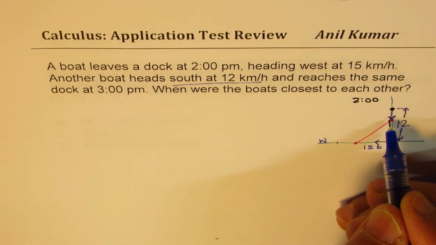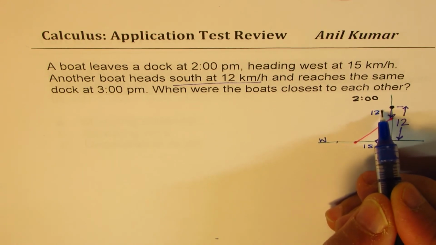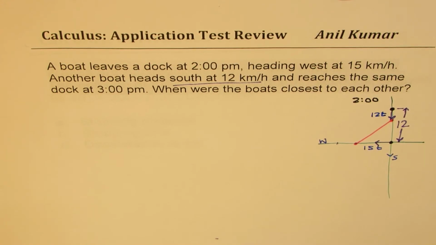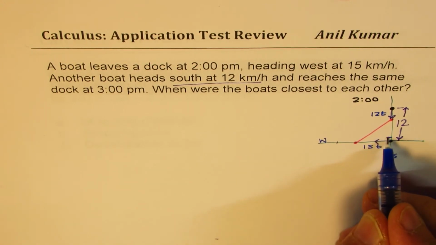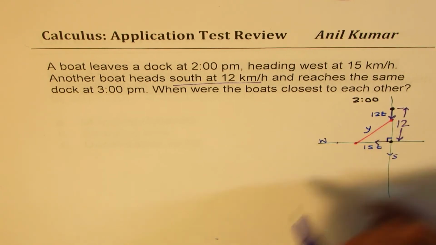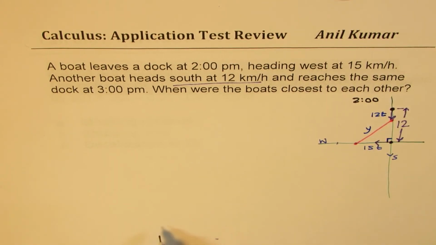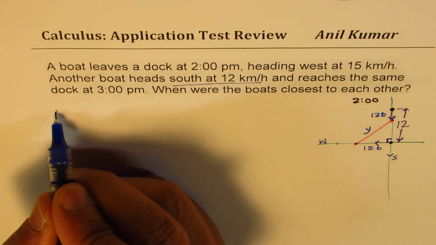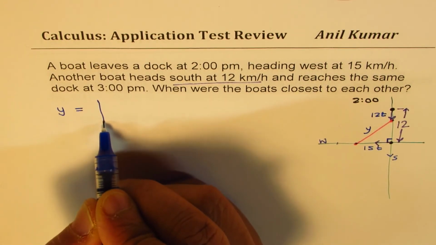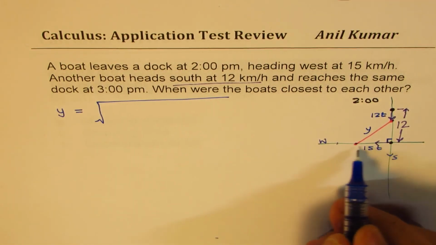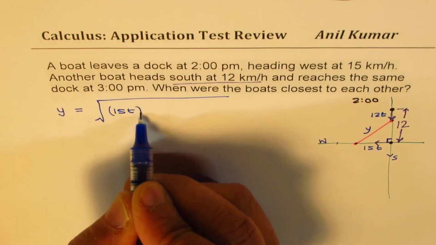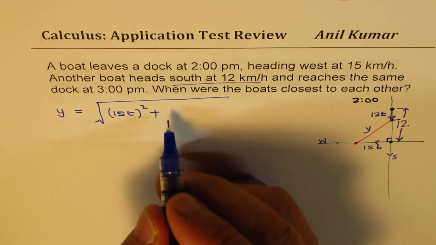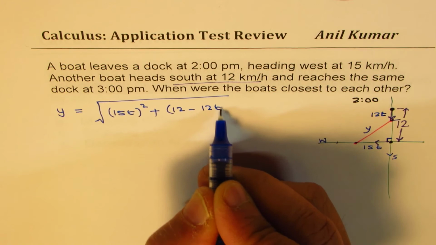This distance covered by the other boat is 12t. So in the right triangle which we have, let this be y, the distance between the two boats. What is y? y is the square root of these two, correct? So we could write y as equal to the square root of the square of this distance, which is (15t) squared, plus that distance, which is 12 minus 12t, right? It is (12 minus 12t) squared.